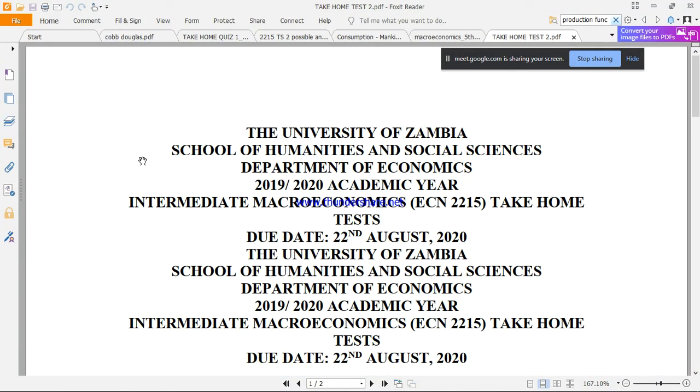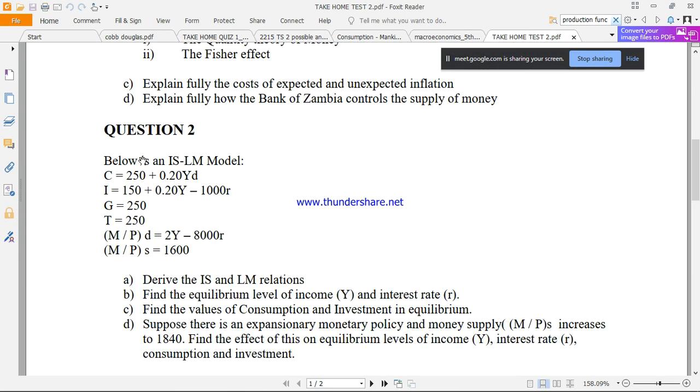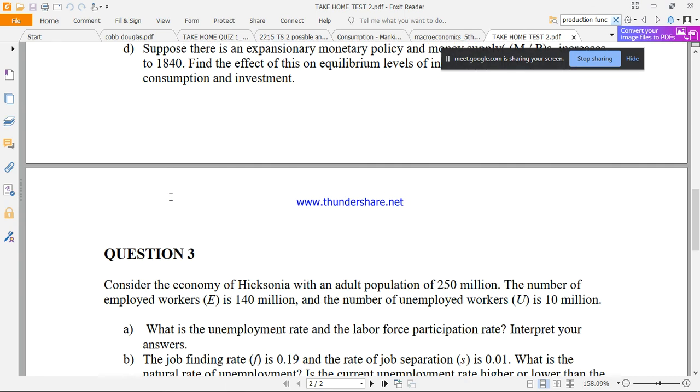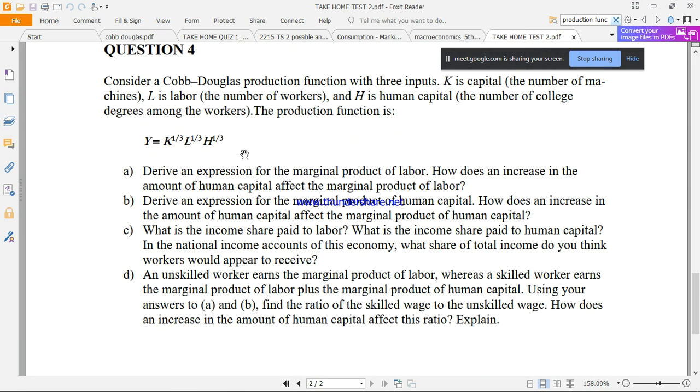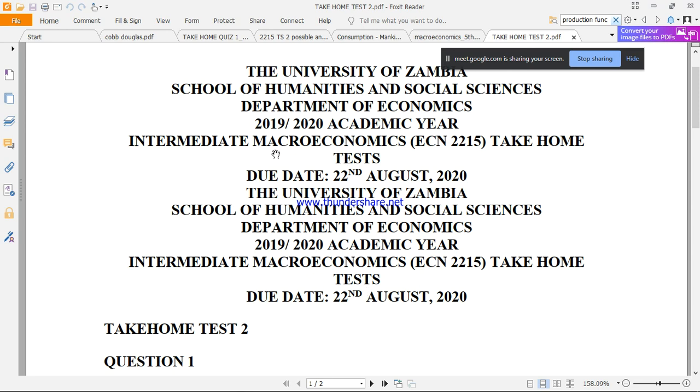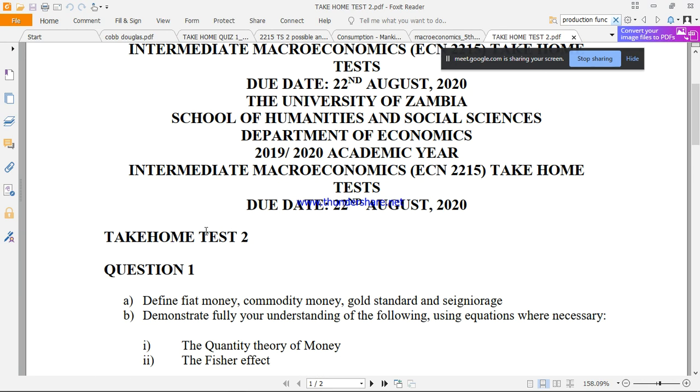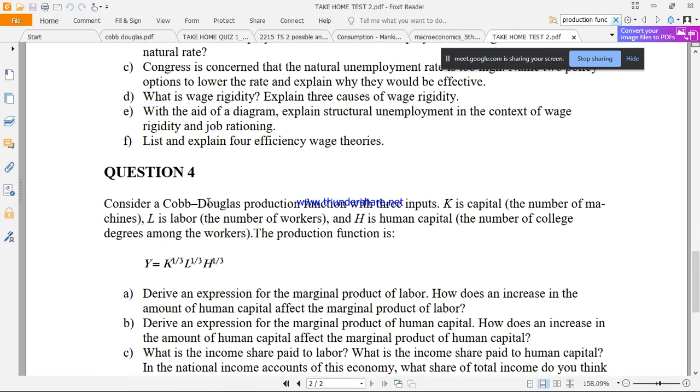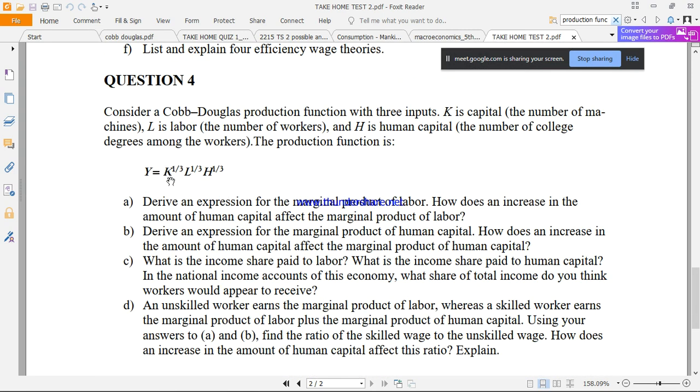Just a minute. Let me show you what I mean. Banda loves calculations, so his questions are mostly calculations. This came in take-home test 2. The Cobb-Douglas came, but in 3 variables: capital, labor, and human capital. They're saying derive an expression for the marginal product of labor. We now know how to get the marginal product of labor, which means we can just differentiate this with respect to labor. Then we are off to go.